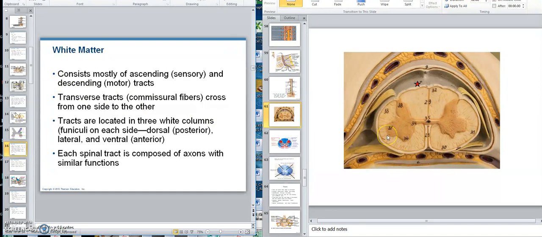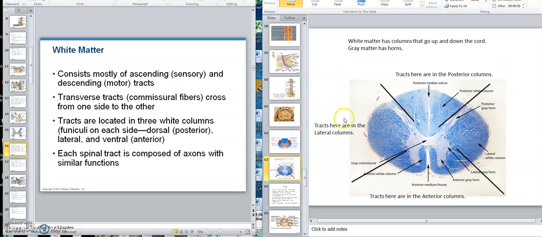Now the white matter is where you're going to find tracts. The white matter is what? Where you're going to find tracts. Okay, so the white matter is like in columns going up and down the cord. The white matter, I'm going to say it again, is in columns. See, gray matter was in a 2D across. The white matter is in columns because things go up and down, and that's going to be called tracts in a minute.